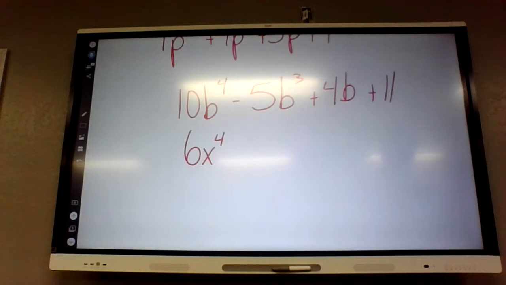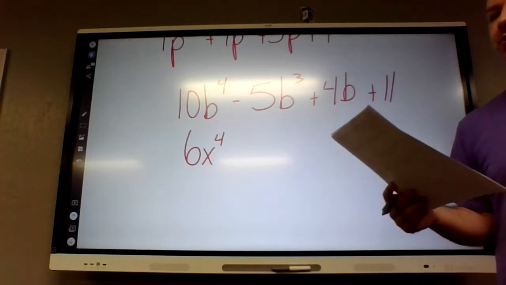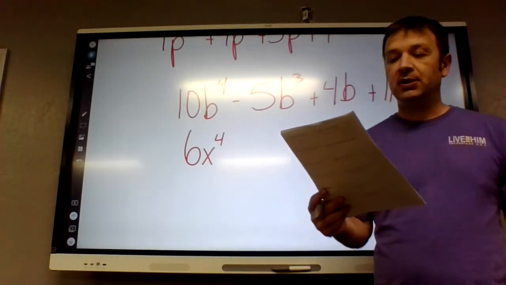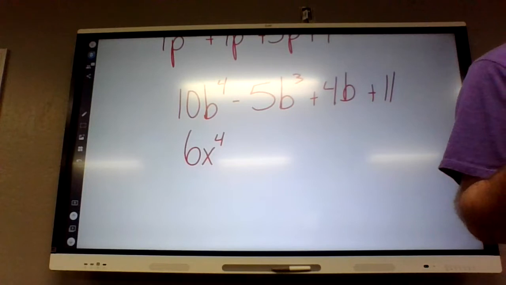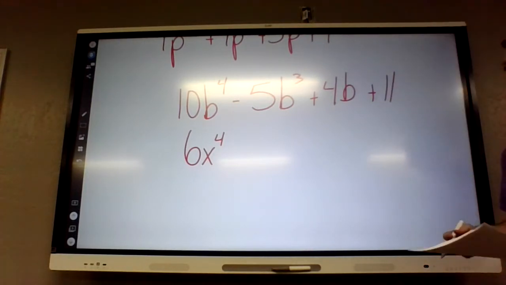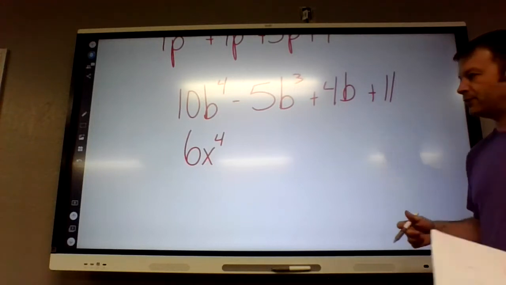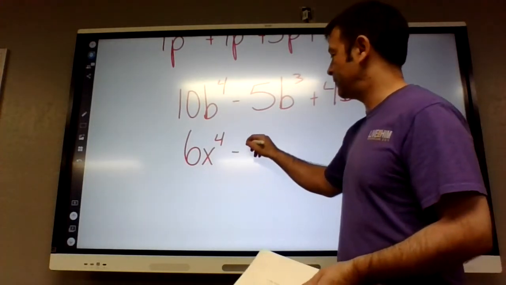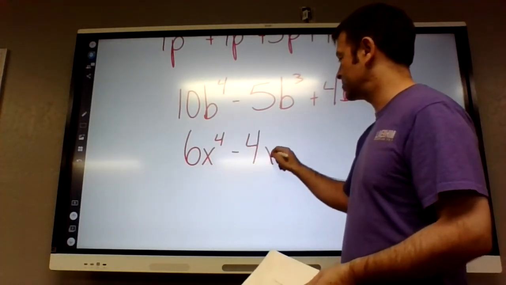Are there any questions on that? Okay. And then I'm going to move to the 2x cubed in the left parentheses. And in the right parentheses, I see a minus 6x cubed. What is 2 minus 6? Negative 4. So I'm going to put negative 4, or minus 4, x cubed.